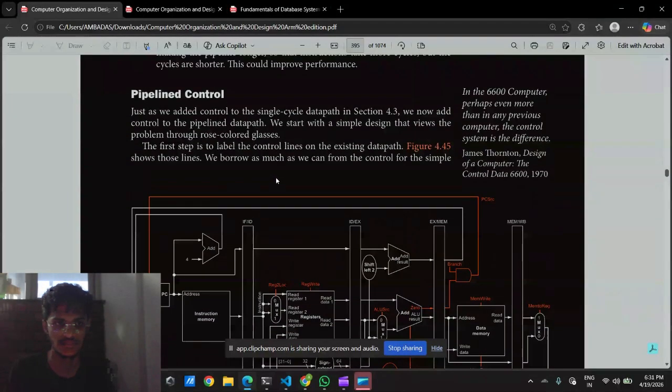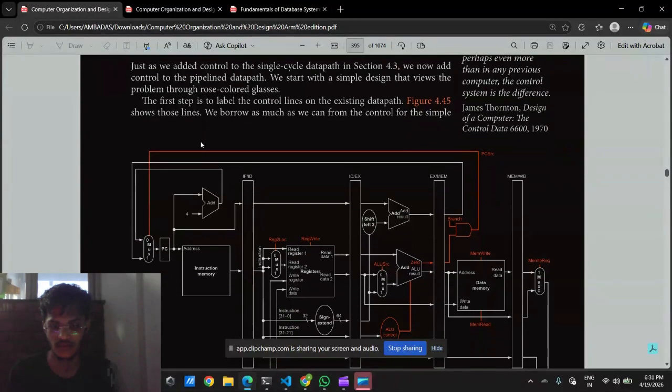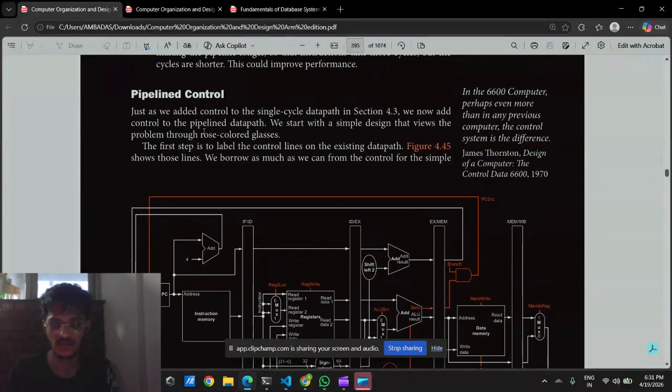So let's continue with pipeline control. It's my first time reading the book, and the name of the book is Computer Organization and Design. It's the ARM version of the book.